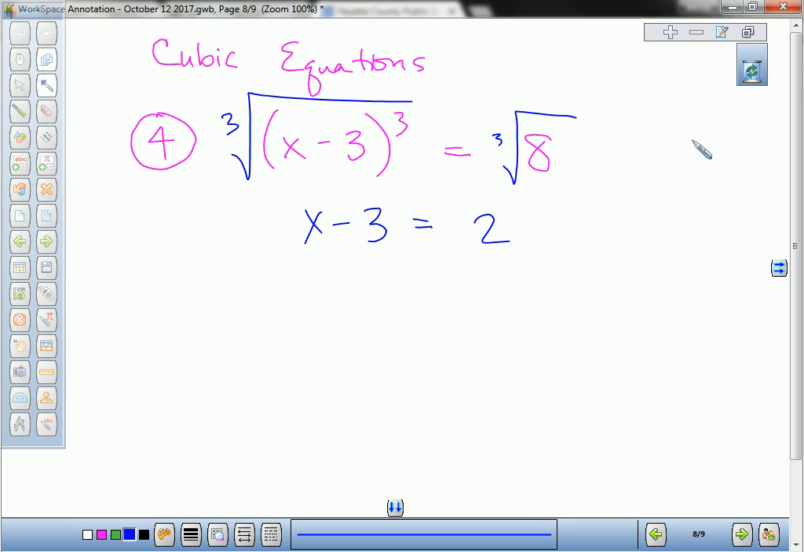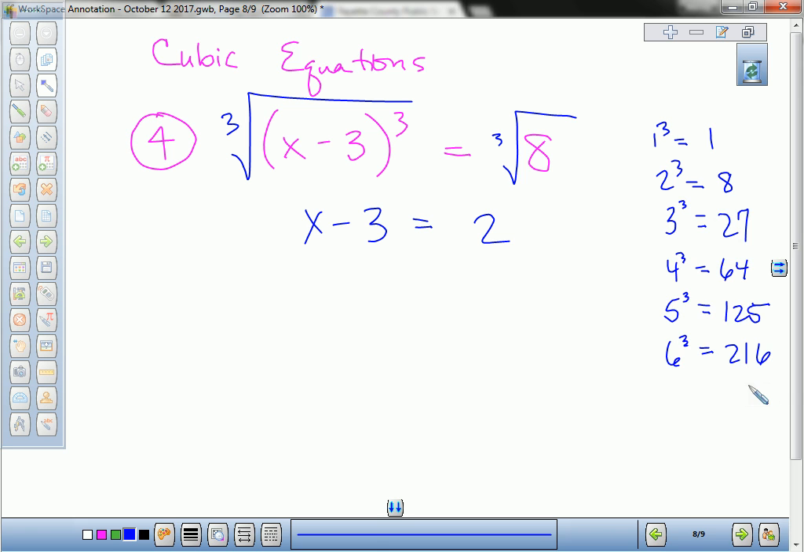Now, earlier this year, you were responsible for perfect cubes 1 through 6. Let me remind you of those. 1 cubed is 1. 2 cubed is 8. 3 cubed is 27. 4 cubed is 64. 5 cubed is 125. And 6 cubed is probably the one you're going to forget, but it's 216. Okay? So next Friday's test will be no calculator. So obviously I would only give you perfect cubes that would fall into these categories.